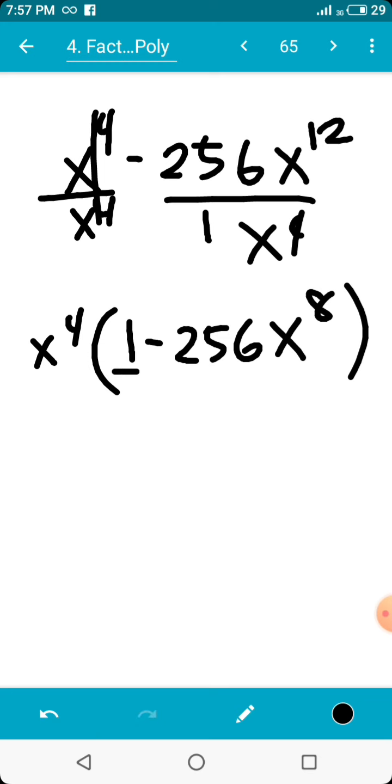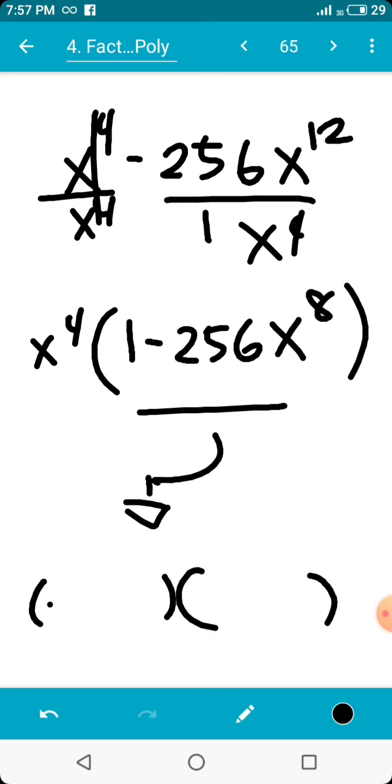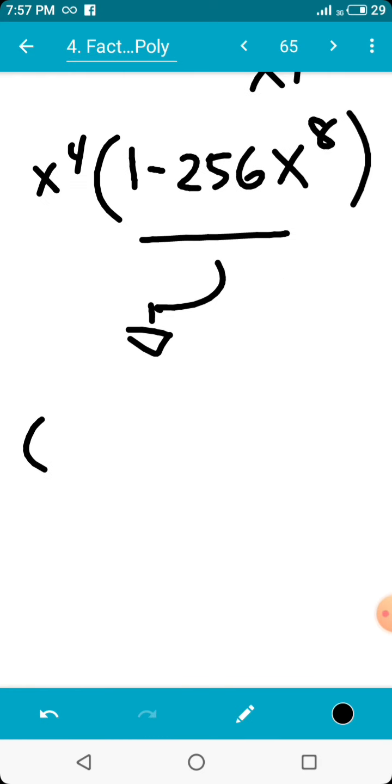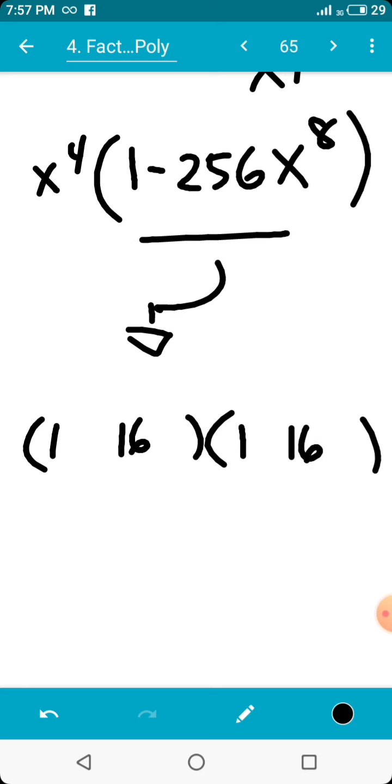Now, kung mapapansin nyo, itong 1 minus 256 x raised to 8, difference of 2 squares pa rin yan. Okay? 1 is perfect square, and then 256 is a perfect square, and x raised to 8. Okay? So, kukunin na naman natin yung factors nito. So, it will become, yung square root ng 1 ay 1. Square root ng 256 ay 16. And then, square root ng x raised to 8 is x raised to 4. And of course, yung operation nila is isang addition, isang subtraction.